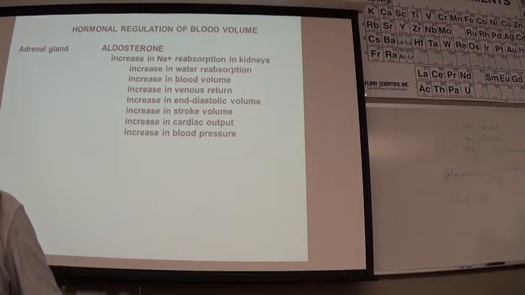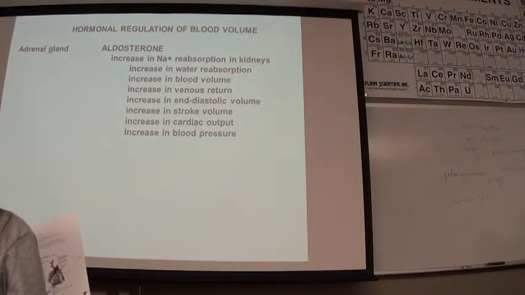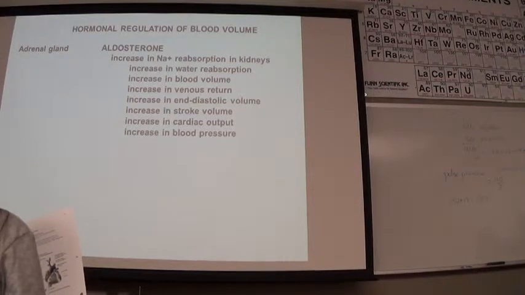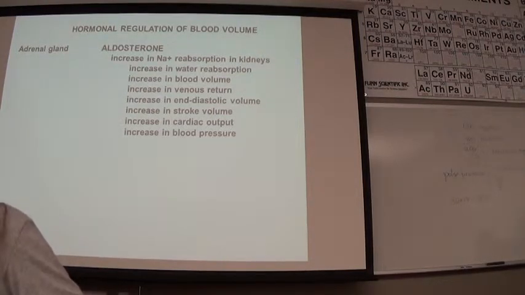Aldosterone is a hormone released by the adrenal gland. It also increases water reabsorption from the kidneys via a different mechanism, which we're not going to get into now. What is one of those? Sodium is removed from the filtrate and returned to the blood, and water follows passively. So the same sequence of events as we just saw with ADH. ADH is also removed by the blood because of sodium, but no, we won't worry about that. We'll get into that with the urinary system.